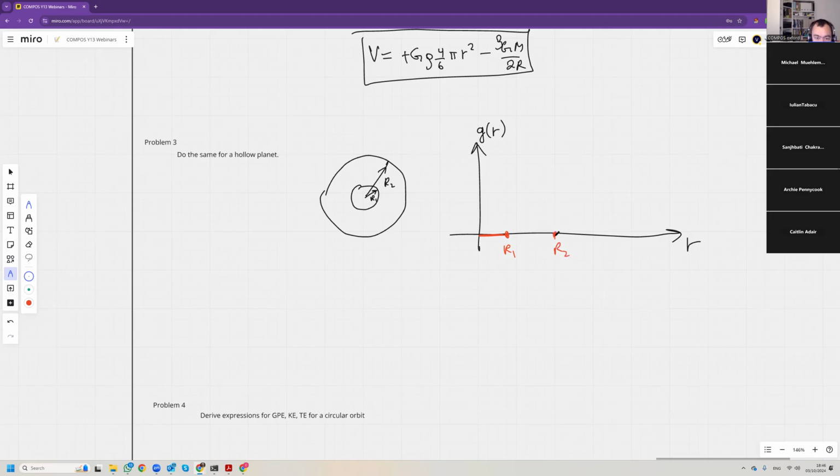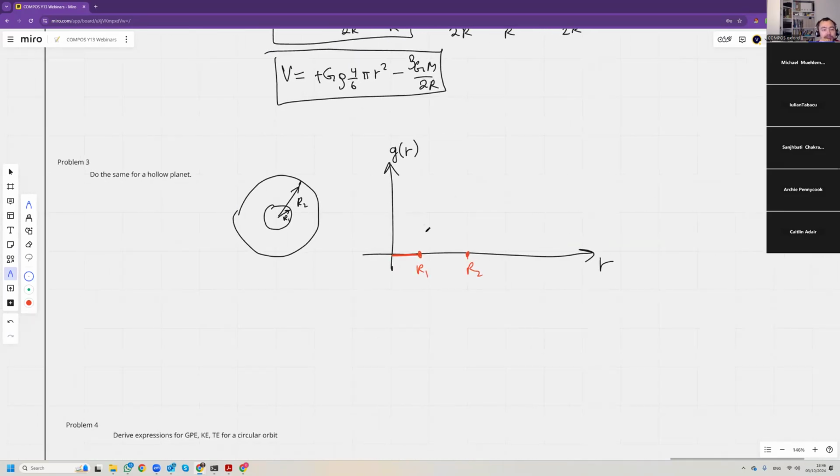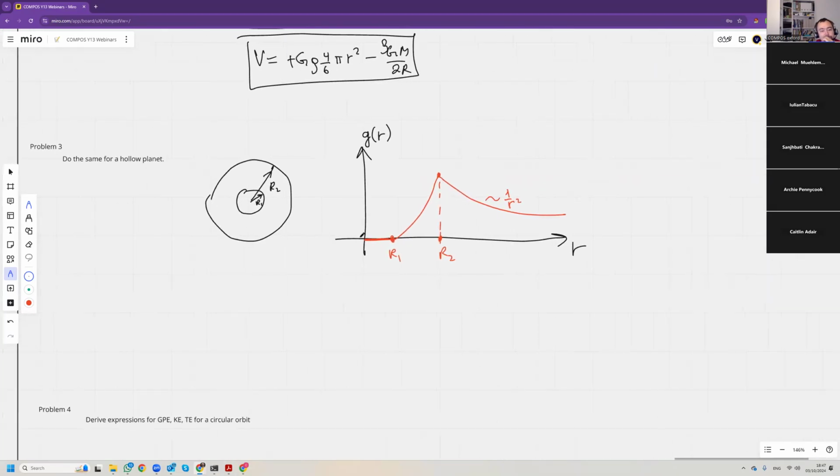So then it's going to increase. I don't think it's going to increase linearly. It looks like it's not. So it's going to be something like this. And then of course it's just proportional to 1 over R squared, the easy part. But this section, question mark.